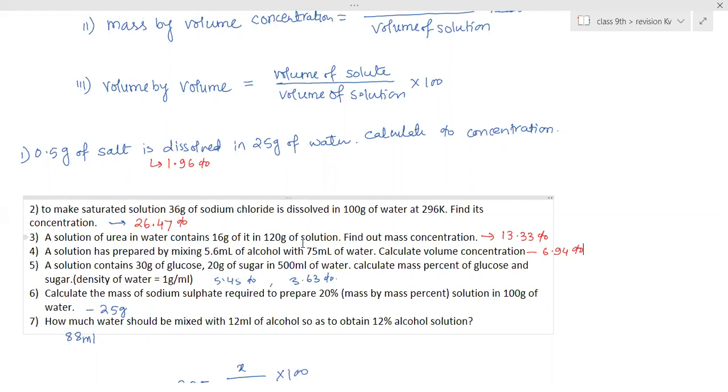Ma'am, but then the water, 500 milliliters. Density is given. Okay. So use the density formula. What is the density formula? Mass by volume. So density is given, volume is given. Find out mass and then use it. Ma'am, since it's 1 gram per milliliter, it is 500 grams, right? Yes. Okay.